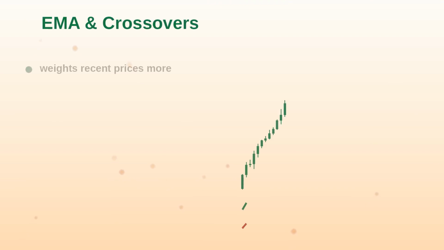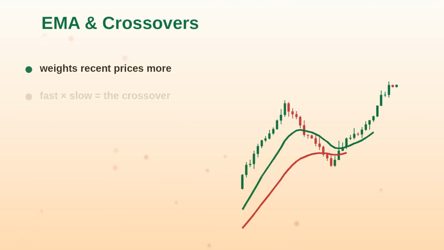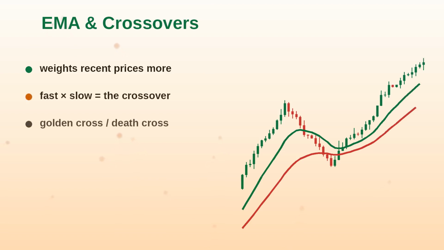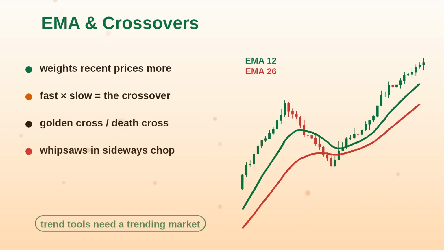The exponential moving average is the SMA's faster sibling. It weights recent prices more heavily, so it hugs the price action and turns more quickly. That speed powers the most famous signal in trading, the crossover. When a fast average crosses above a slow one, momentum has shifted bullish. The 50 crossing above the 200 is the golden cross, crossing below, the death cross.